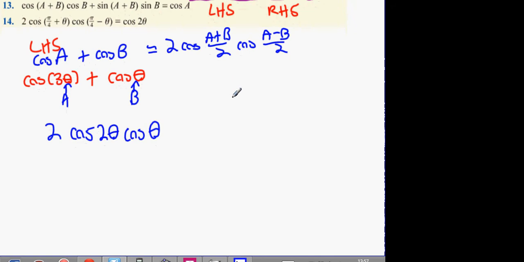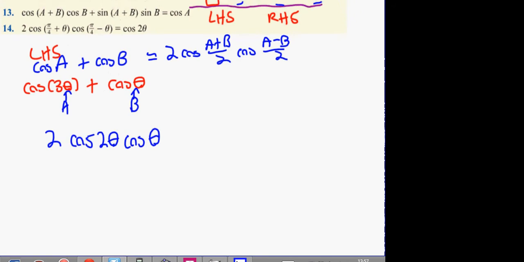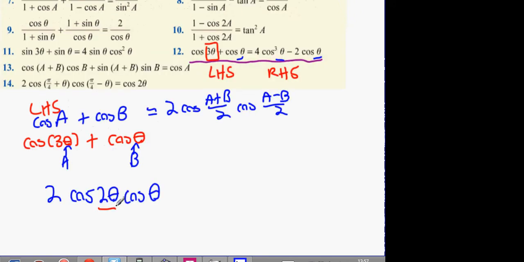Which one of these still isn't following what I need to the right hand side? The 2 theta is now the problem. I'm now systematically going to get rid of the 2 theta. I have options. Here's my options. I can use cos 2 theta equals cos squared theta minus sine squared theta.